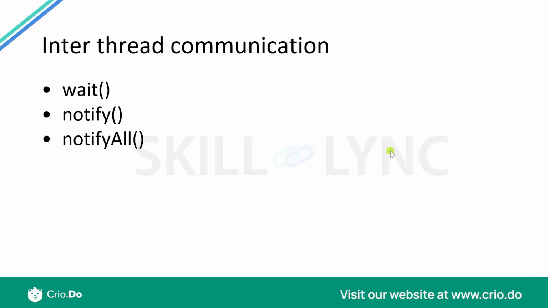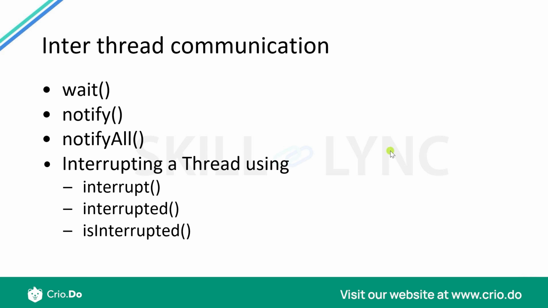So we saw about the wait, notify and notifyAll methods. We also saw how we could interrupt a particular thread using the interrupt method and check whether the thread is interrupted or not using the interrupted or isInterrupted method.